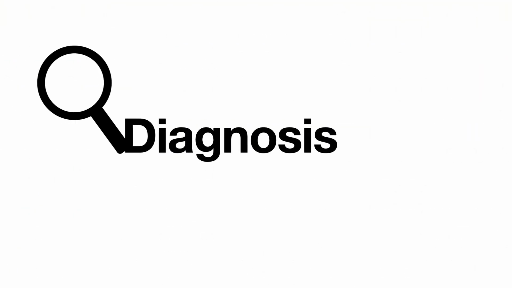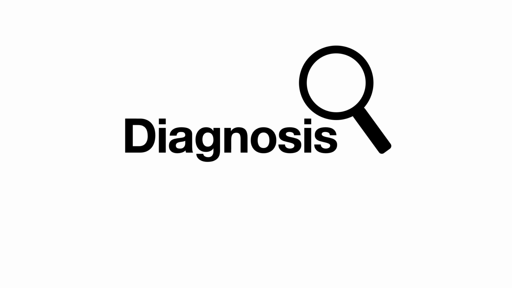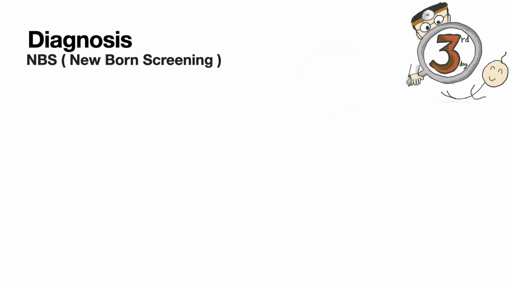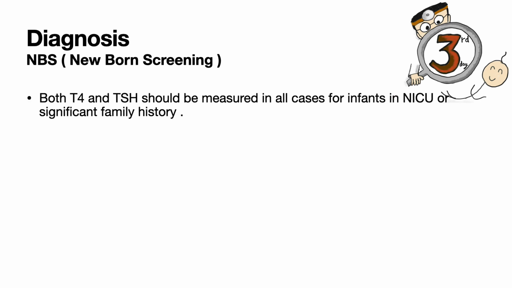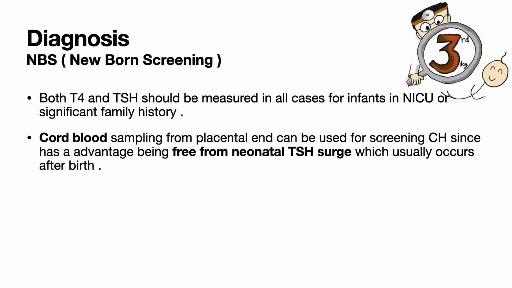Now let's see the diagnosis of hypothyroidism. Congenital hypothyroidism requires NBS screening, that is newborn screening. In this, both T4 and TSH should be measured in all cases for infants in NICU or with significant family history. Cord blood sampling from the placenta end can be used for screening CH, since it has the advantage of being free from the neonatal TSH surge, which usually occurs after birth.